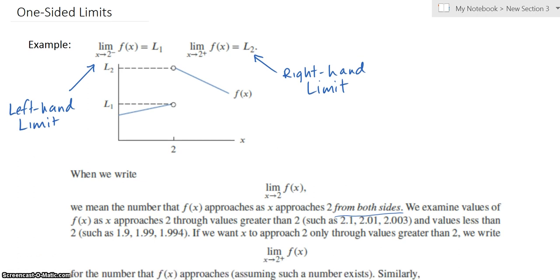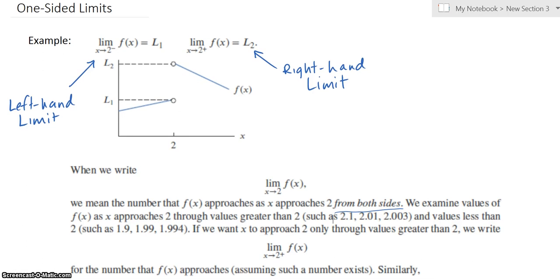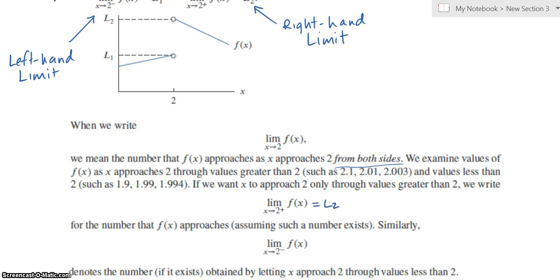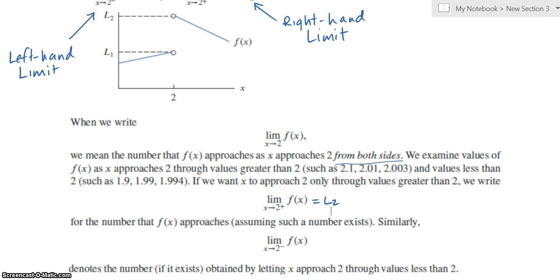If we wanted x to approach 2 only through values greater than 2, that's when we write this. So we know that this one we saw was, in this case, L2. For the number that f of x approaches, assuming such a limit exists, and similarly, this one is going to be the right-hand limit, and it denotes the number that is obtained as x approaches 2 through values less than 2. So we know this one from our example was L1.